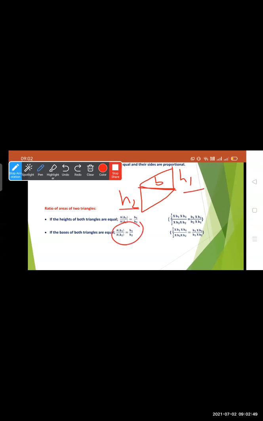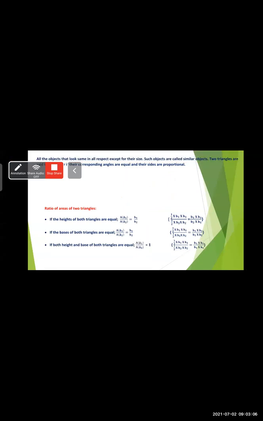Okay. Now we apply here two conditions. First condition is if the height of the triangles are equal, and the second one is if the base of the triangles are equal. Okay. Now, third condition. If both height and base of the triangles are equal. Students, see carefully. Here we apply three conditions.